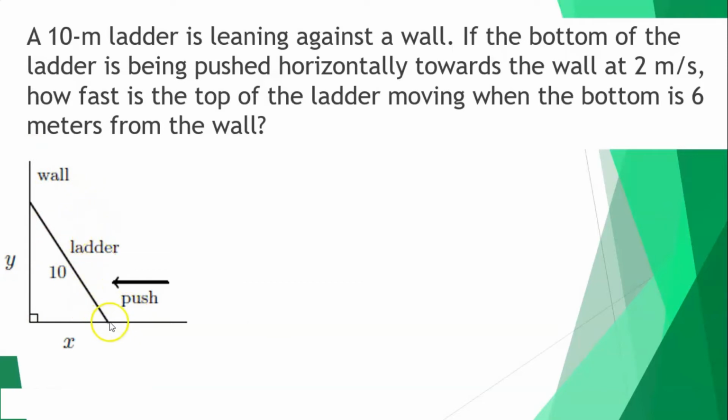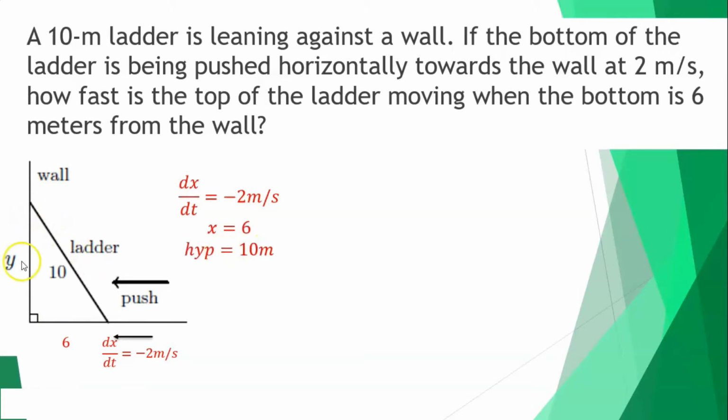Now take note, the bottom of the ladder is being pushed towards the wall and the rate here is 2 meters per second. So take note here, it is negative because eventually when you keep on pushing the bottom of the ladder, its distance from the wall will get smaller and smaller. Now again, if you push the bottom of the ladder towards the wall, the top of the ladder will also move up. So take note, another given here is 6 meters. That's the distance of the foot of the ladder from the wall.